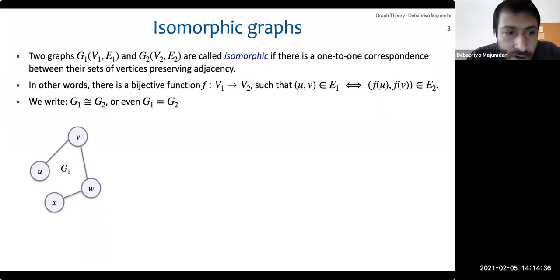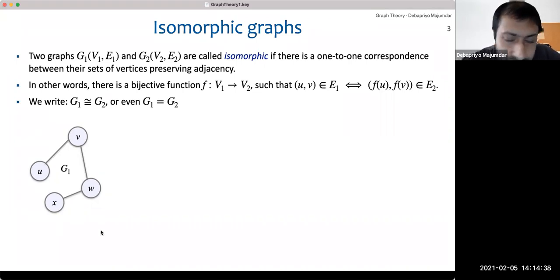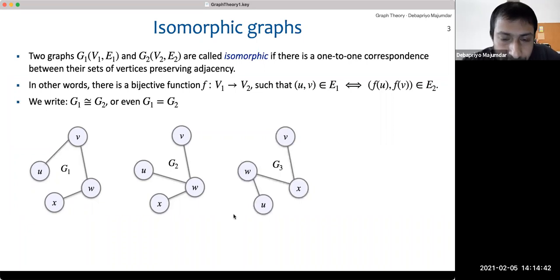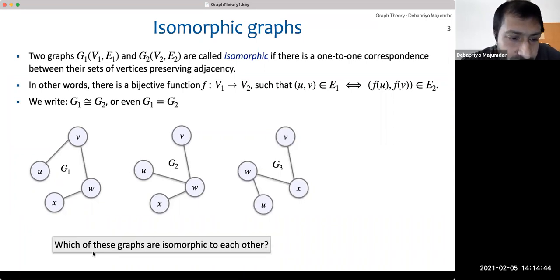Okay, so let's say this is a graph G1, this is a graph G2, and this is a graph G3. So the question is, which of these graphs are isomorphic to each other? Let's think about it. You can see that the vertices are not exactly the same, but pictorially the vertices look the same, in the same positions.